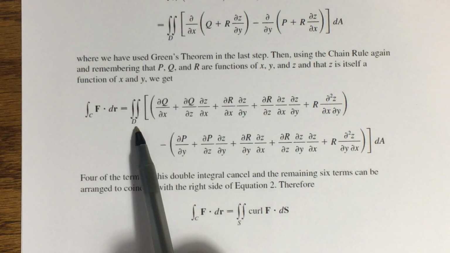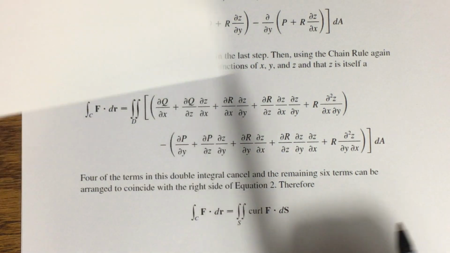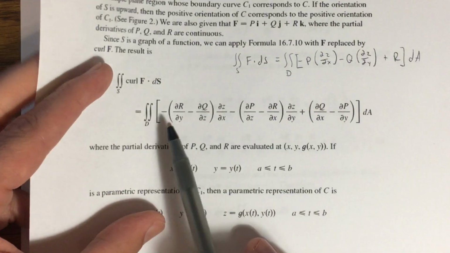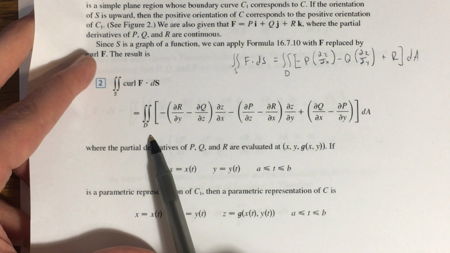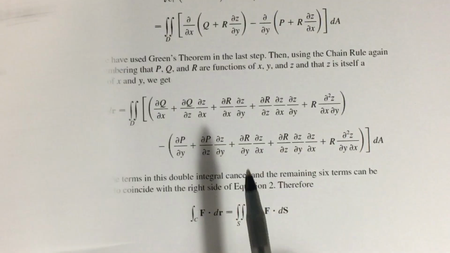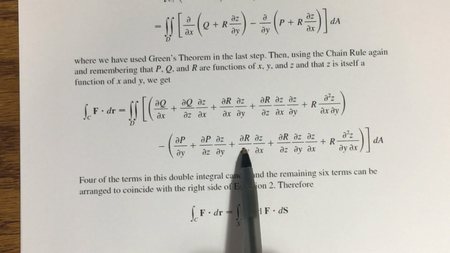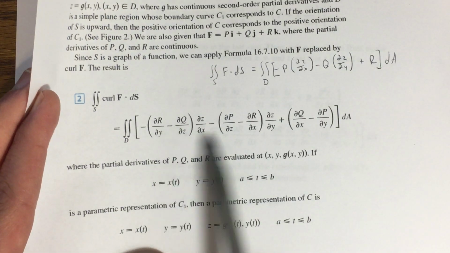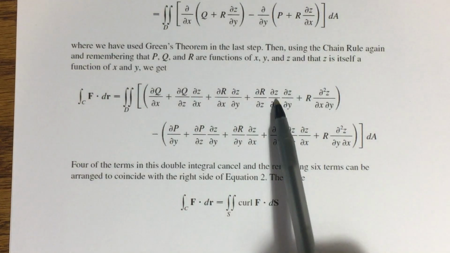Now notice this is a double integral over the region D, and back here when we looked at the curl, we also had a double integral over the region D. And it turns out that after the cancellation of those 4 terms in this integrand, and doing a little simplification, you can get this from this.